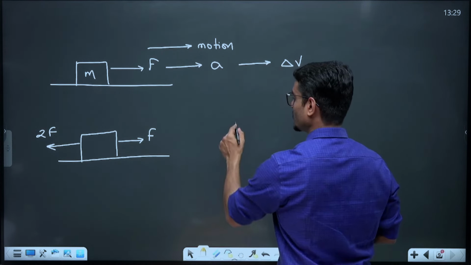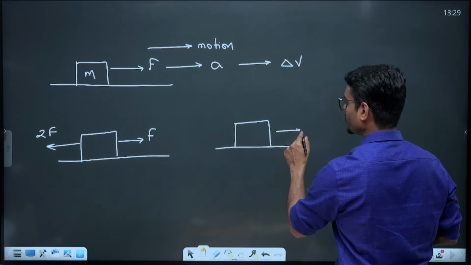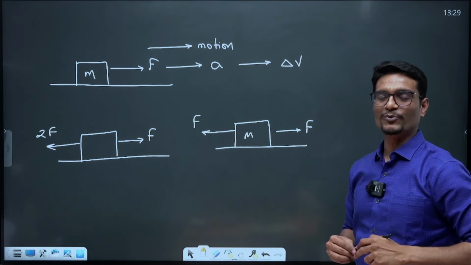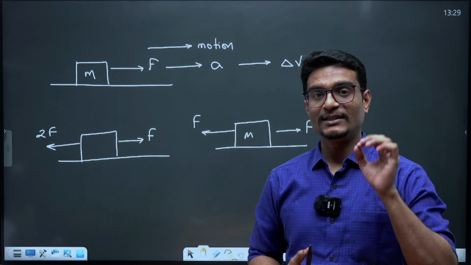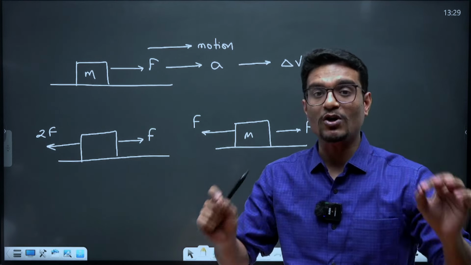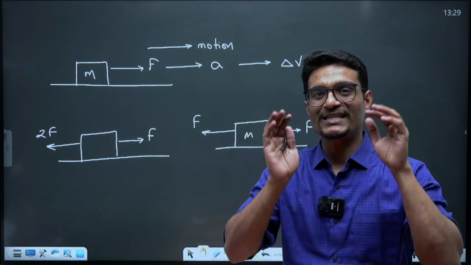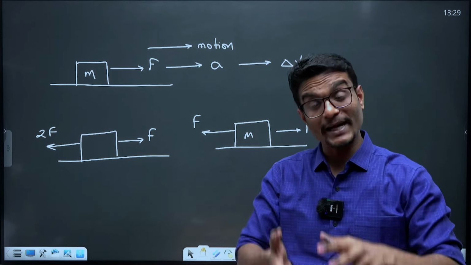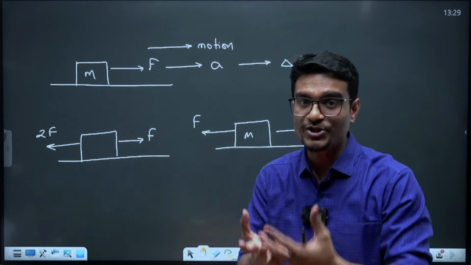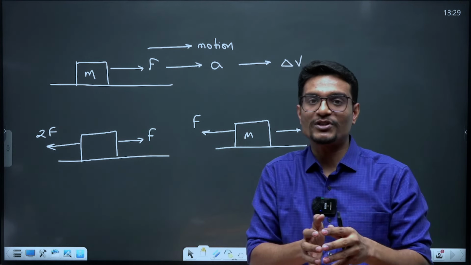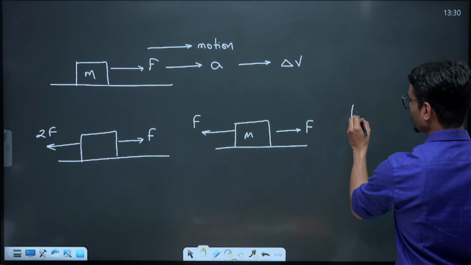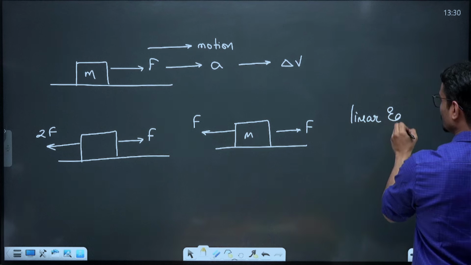Third case, what will happen if I apply two equal and opposite forces? You will say, sir, the body will remain in the state it was. If it was in the state of rest, it will remain in the state of rest, Newton's first law. Or if it is in the state of motion, it will remain in the state of motion, the law of inertia. So this is called the linear equilibrium.